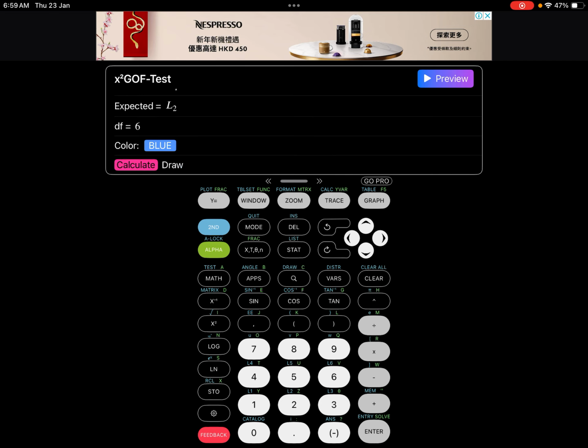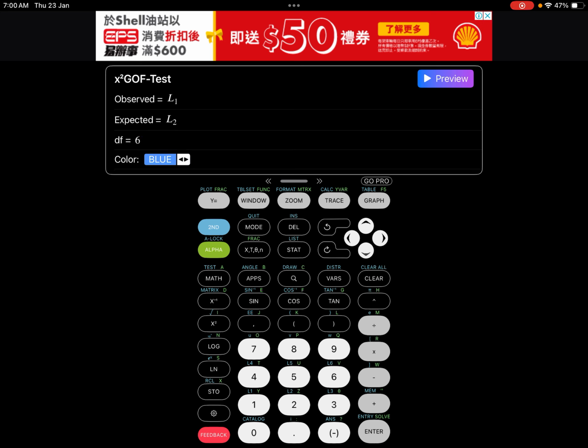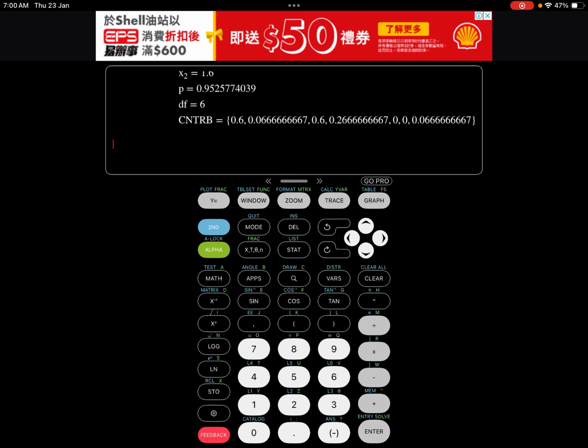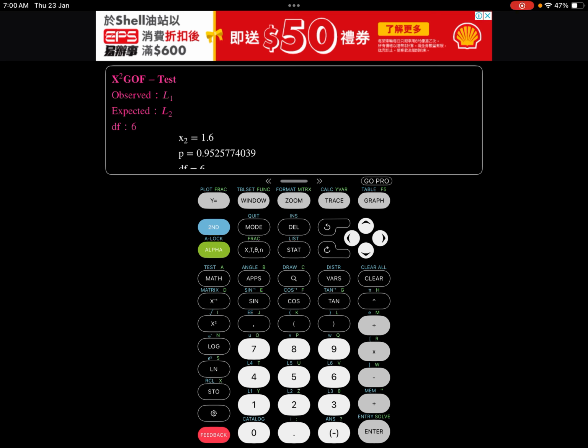The color, I'll leave it up to you to decide whether you want a different color. Then we're going to calculate this. Okay, there we go. So you're going to have the p-value to be 0.953 if you round off to 3 significant figures, and we have the chi-square test statistic to be 1.60.